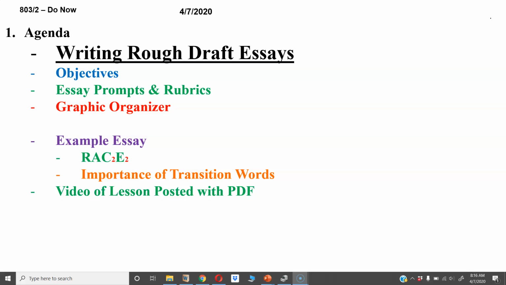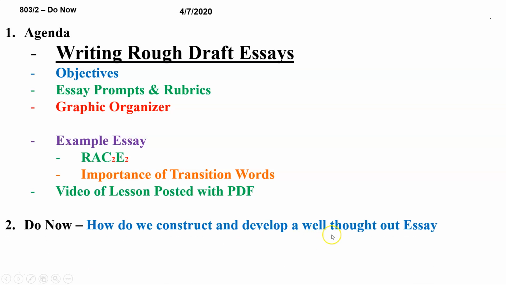What I'm going to be doing in this is two parts. I'm going to talk about the objectives, the essay prompts and rubrics, and then the graphic organizer. The example essay raised the importance of transition words, and the video lesson of this will be in a second video. That being said, how do we construct and develop a well thought out essay? We have had the skill of doing that, and we're going to do it some more.